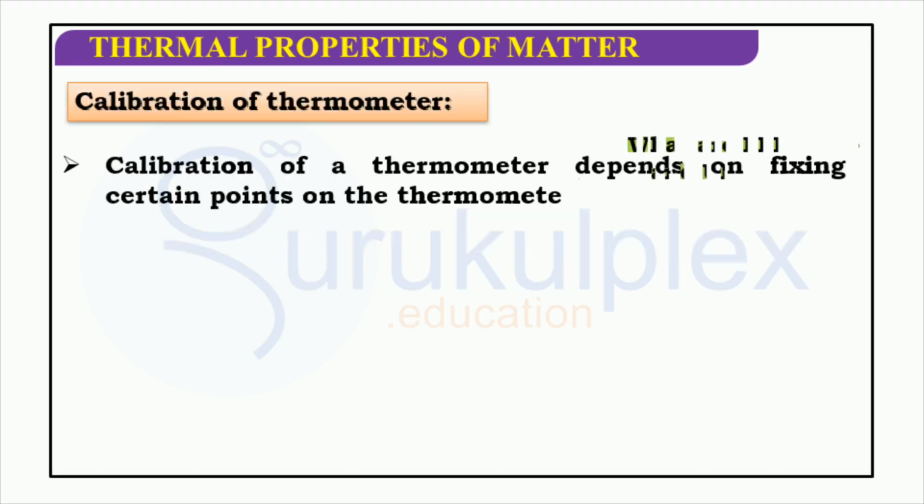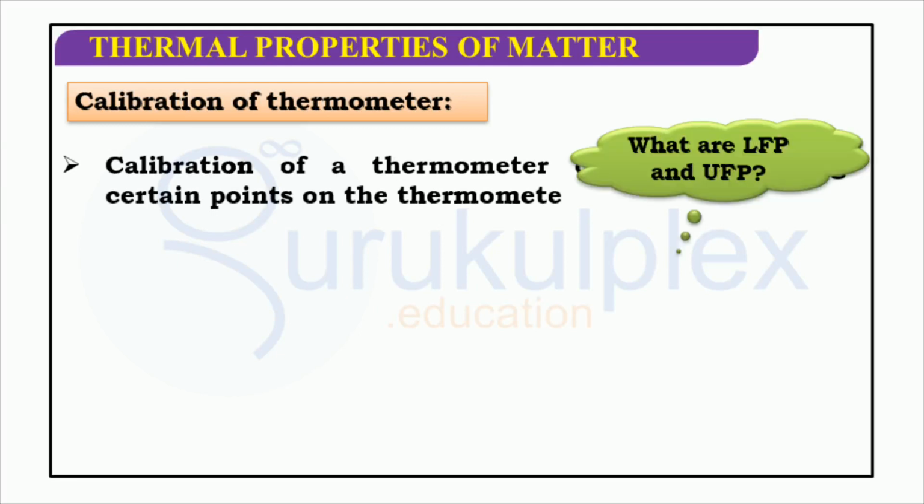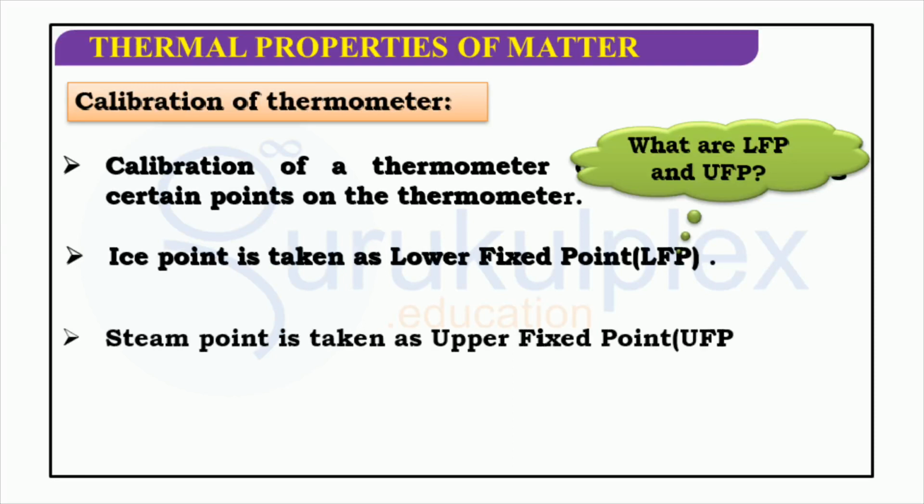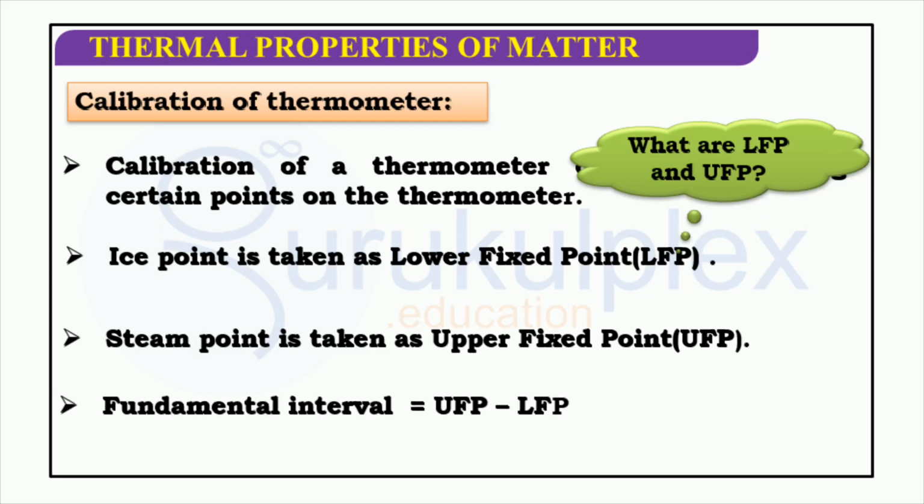Thermometers measure temperature through the use of two fixed points, known as lower fixed point, LFP, and upper fixed point, UFP. The difference between these 2 points is known as the fundamental interval. The ice point is taken as LFP and the steam point is taken as UFP. To accurately measure temperatures, thermometers must be calibrated to these two fixed points.